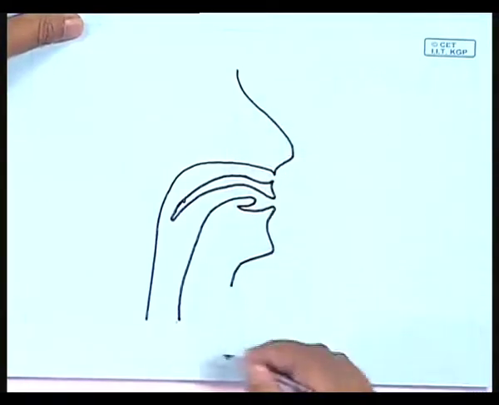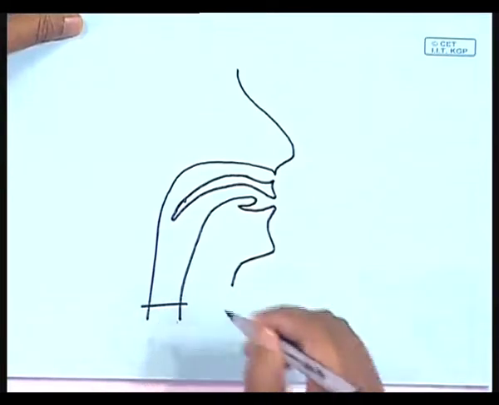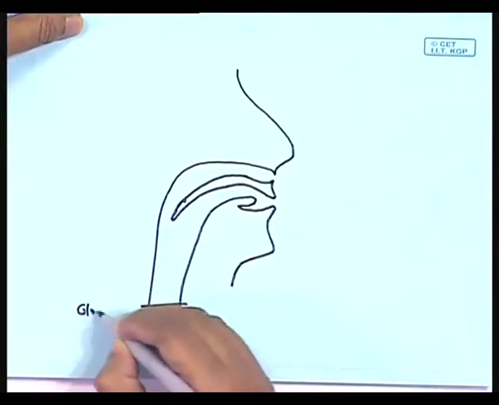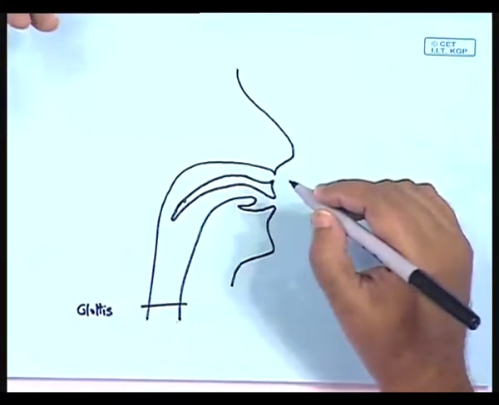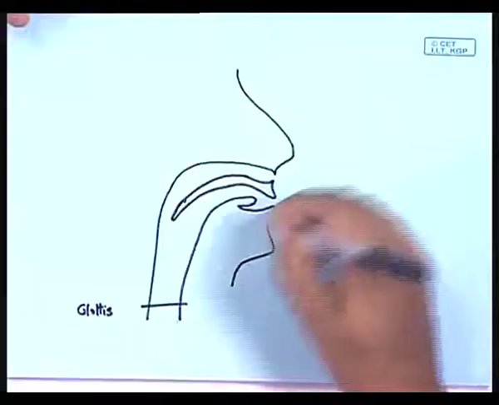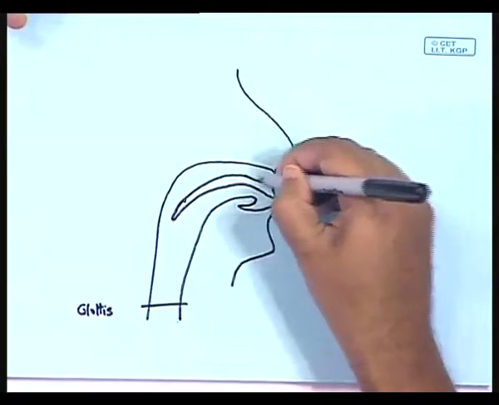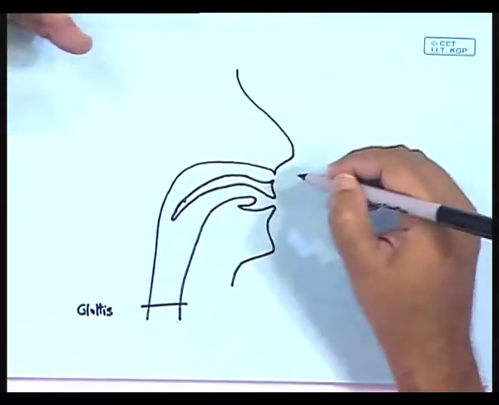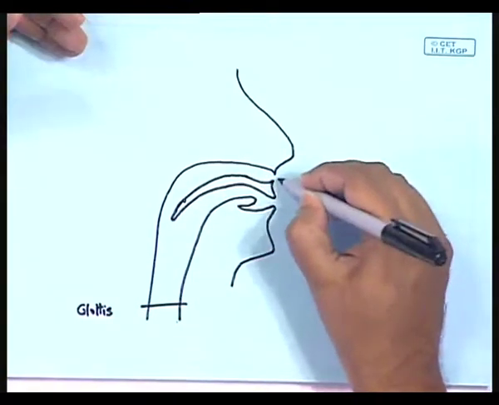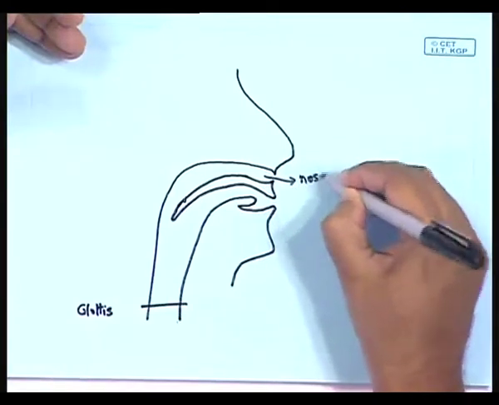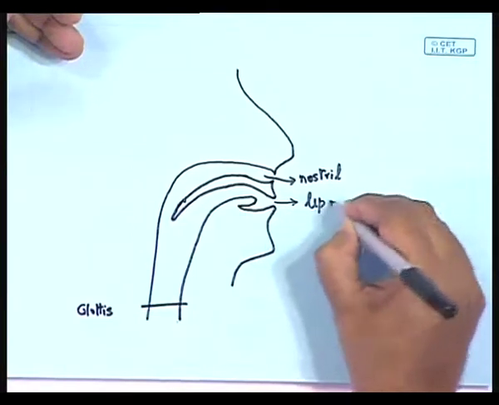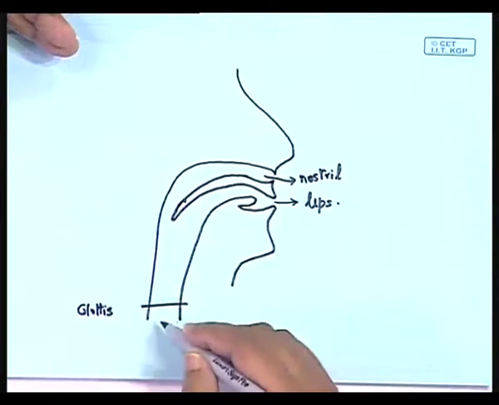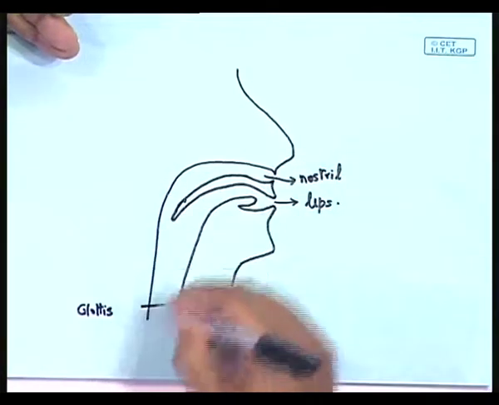So this is the kind of physiology that we are talking about. Now here we have the glottis. Glottis is basically the opening of the human vocal tract. So this whole thing that we have drawn, you can see that there is a cavity. In fact, there are two openings through this cavity. One is the nostril and the other is the lips, and this entire thing forms the vocal tract.